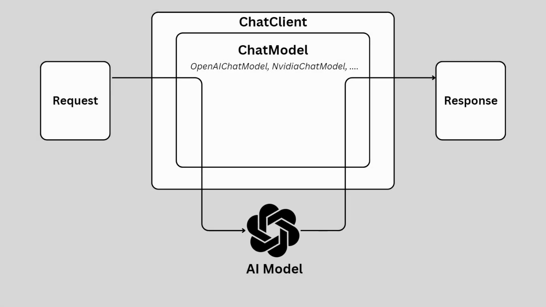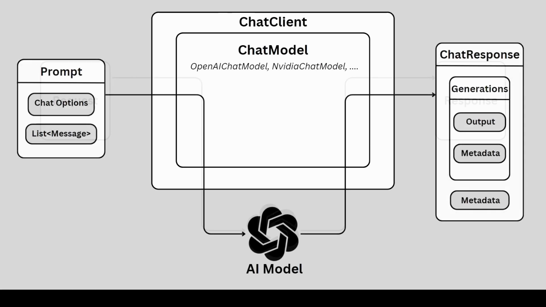Now let's change our Spring AI schema according to what we have learned. So request is changed to prompt. A prompt is made up of a list of messages along with chat options, which are basically settings that I will explain in more detail in one of the next videos. And response is changed to chat response that consists of generations, which include the output and some metadata, as well as response metadata.